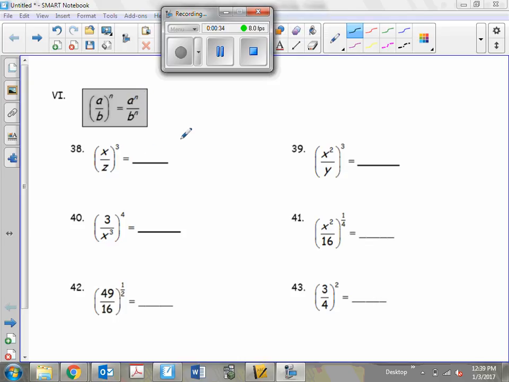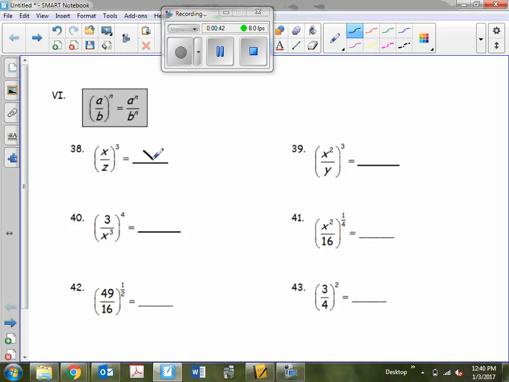So if we apply that on number 38, I have x divided by z, all raised to the 3. Well, that exponent of 3 is going to go to both that x and that z. So my answer here is going to be x to the 3rd divided by z to the 3rd.